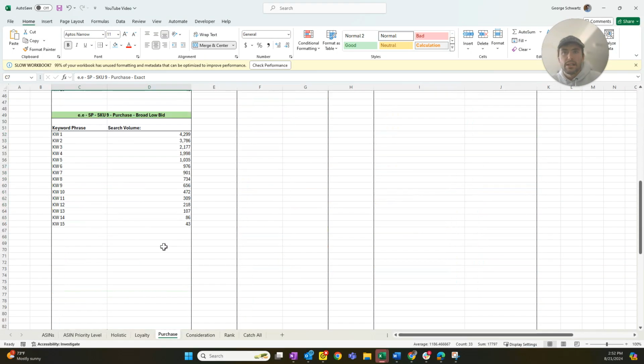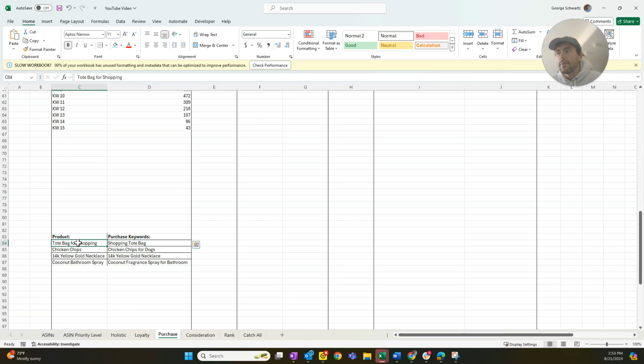So in terms of what I'm talking about by, hey, we have purchase keywords and we have consideration keywords, the easiest way to think about it is like, let's say your product is a tote bag for shopping. Shopping tote bag would be a wonderful purchase-based keyword, right? This is highly relevant. It's very low in the funnel. If people see your product and it's at the right price and has a good detail page, they're gonna buy on the spot. Let's say you're selling a chicken chip product for dogs, right? Chicken chips for dogs is gonna be your purchase keyword.